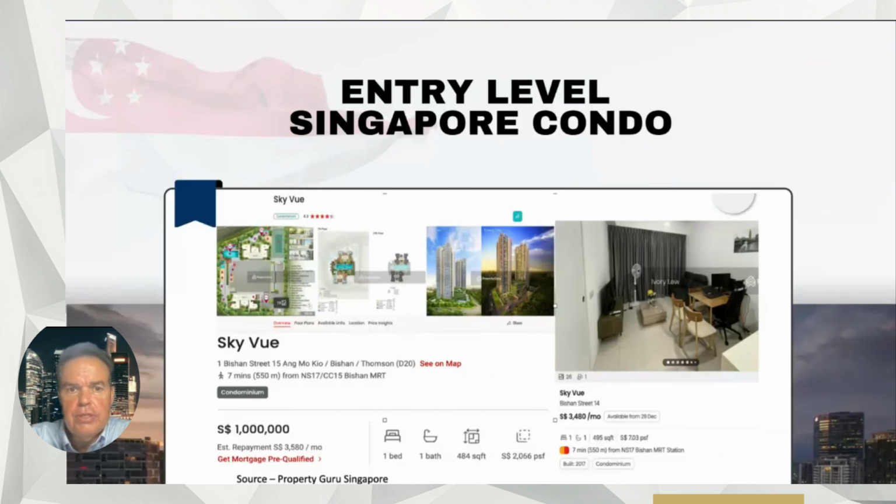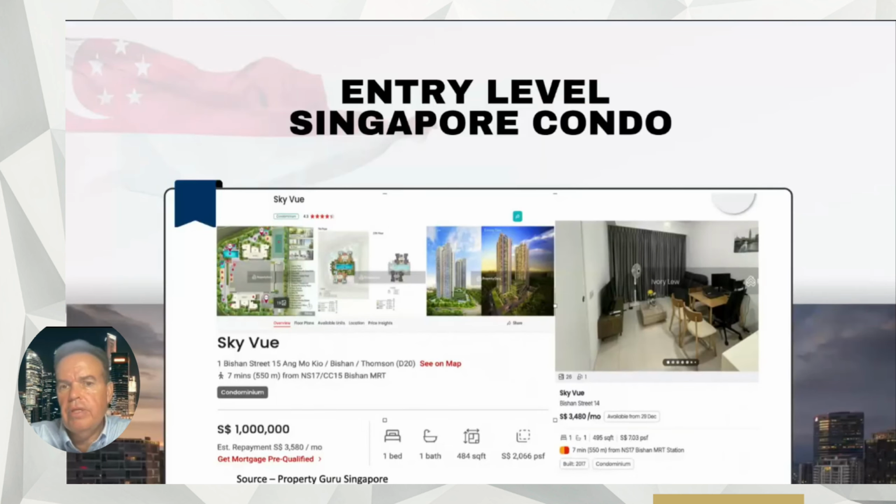When we look at this example here, Skyview, which is something that was launched, I believe last year in Ang Mo Kio, a very central location, the take-up rate was very good. I'm just showing this as an example of an entry-level private property condominium. And when I say entry level, I mean the price point, give or take a little bit, $1 million Singapore dollars is pretty much now the entry level for a Singapore condo. This is a 1-bedroom unit.